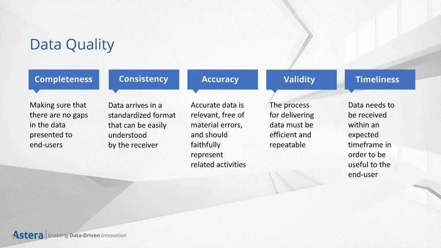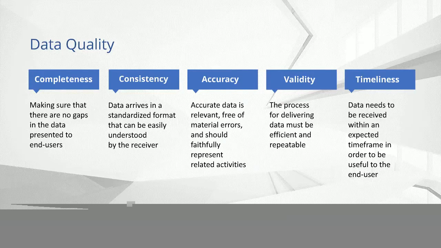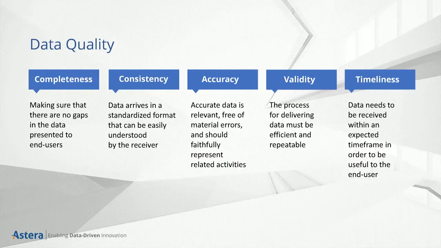The first is completeness. That means making sure that there are no gaps in the data you present to end users. Second is consistency, which means ensuring that data arrives in a standardized format that can be easily understood by the receiver. Third up, we've got accuracy. Accurate data should be relevant, free of material errors, and it should faithfully represent the activities it relates to. The fourth is validity. So that's a process for delivering data, and it should be efficient and repeatable. Most likely, you'll want some automation involved there.